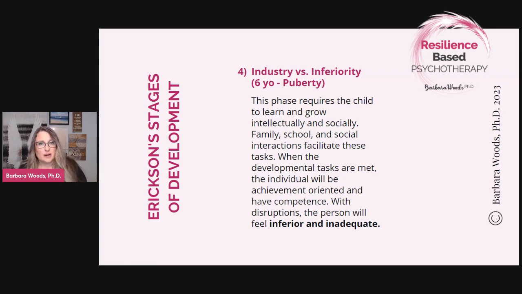But when there's disruptions, the person may feel very inferior. So they're not good enough. They can't do anything right. Why try? And they may feel very inadequate too. So they may compare themselves to others, other children, and see that they just don't measure up. So this is one of the roots of really negative self-beliefs. And they usually develop between these stage 3 and 4, between about 5 and 7 years old.